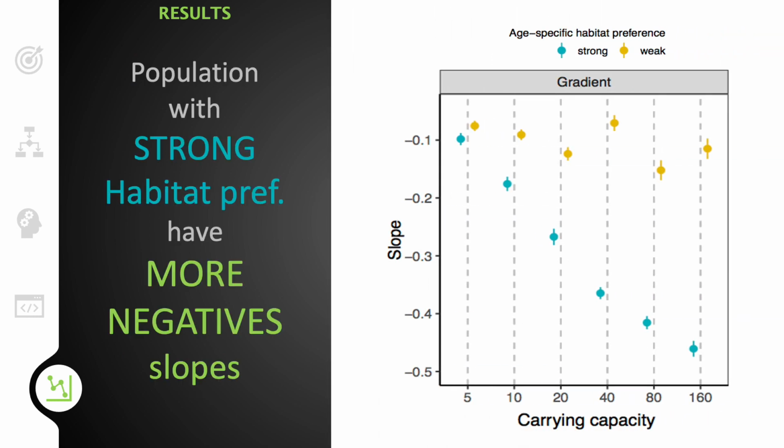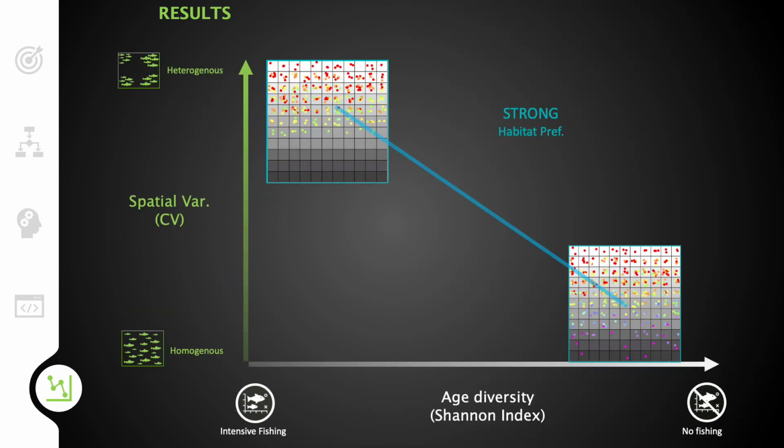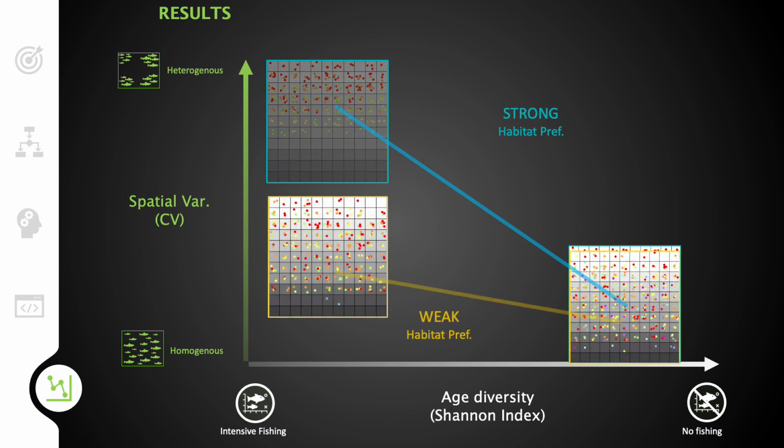The second result is that at any given carrying capacity, populations with strong age-specific habitat preference, in blue, have more negative slopes compared to the ones with weak age-specific habitat preference, in yellow. This implies that age truncation contributes more strongly to spatial variability under strong age-specific habitat preference compared to weak preferences.